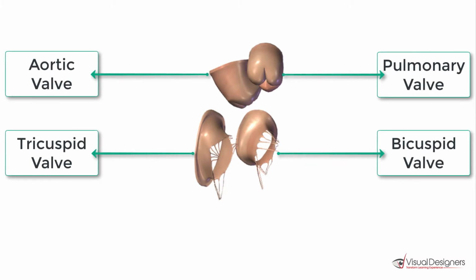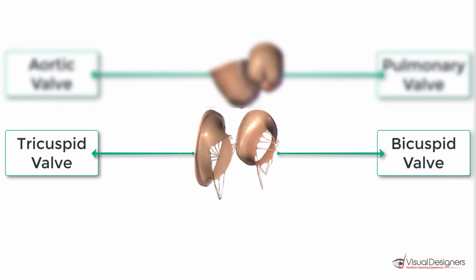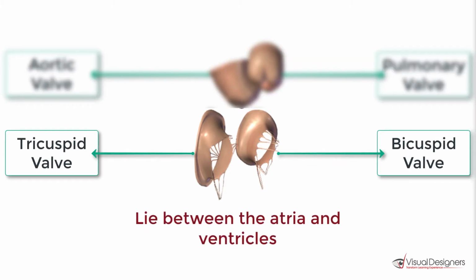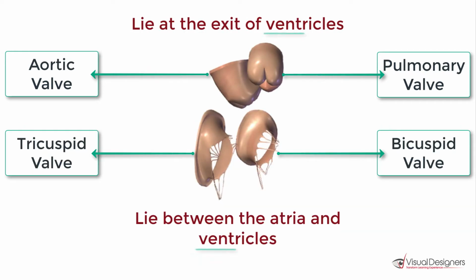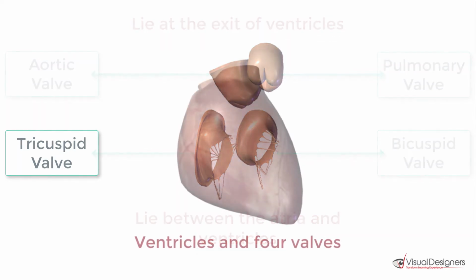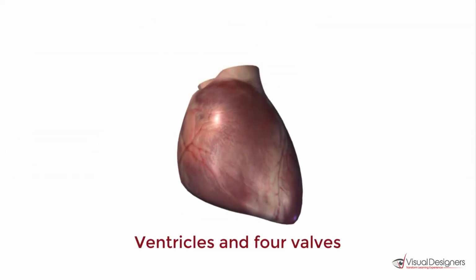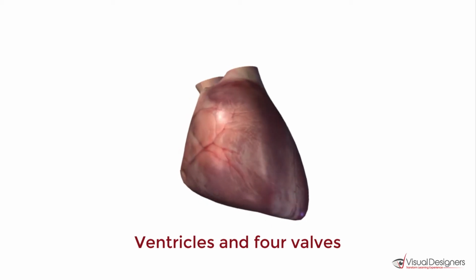We have seen the 4 valves, out of which 2 lie between atria and ventricles, while the remaining 2 lie at the exit of the ventricles. Therefore, all the 4 valves are connected to the ventricles. Hence, let's look at the image of the ventricles, and the flow of blood through the 4 valves.